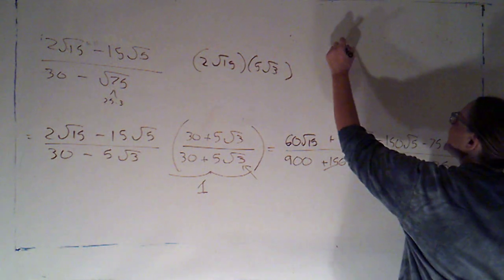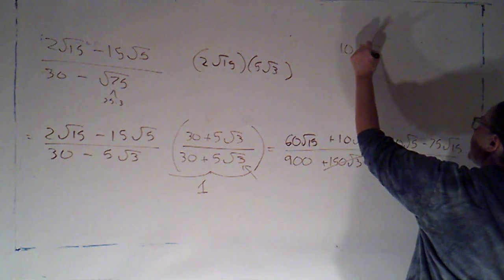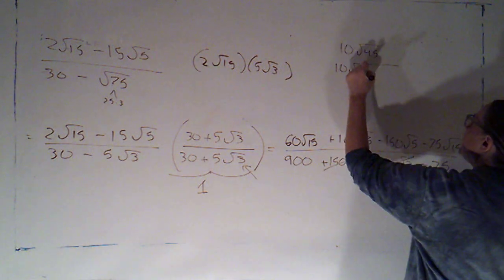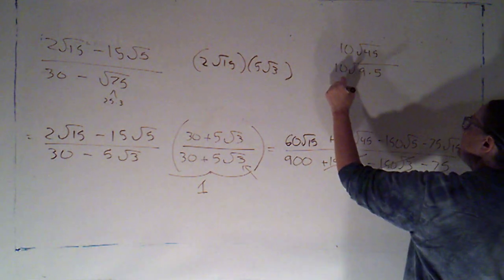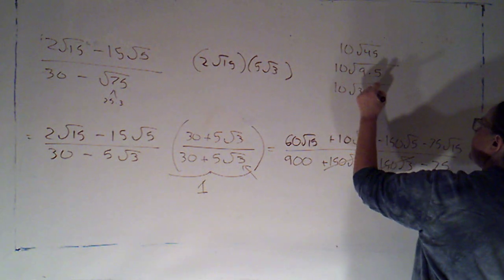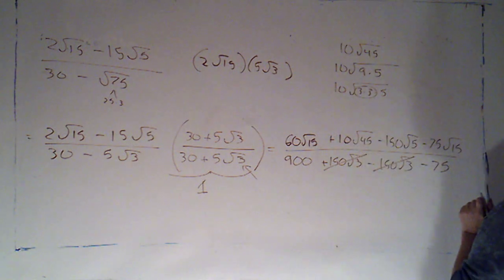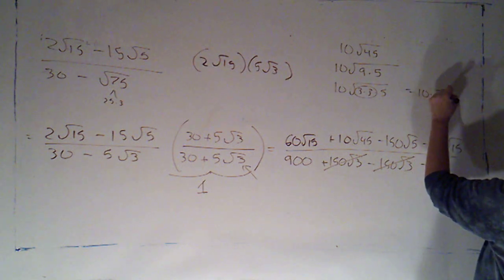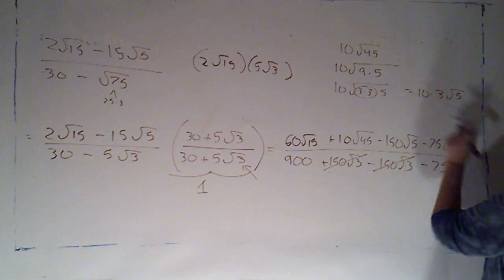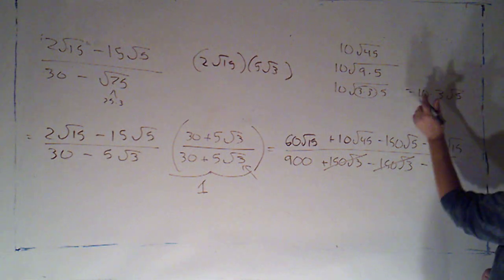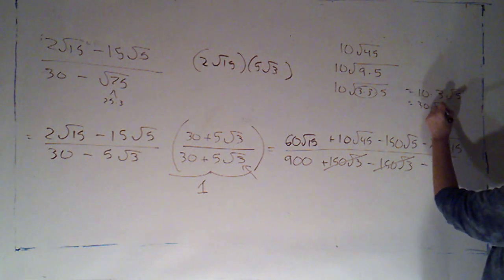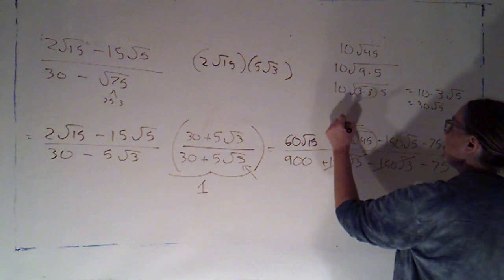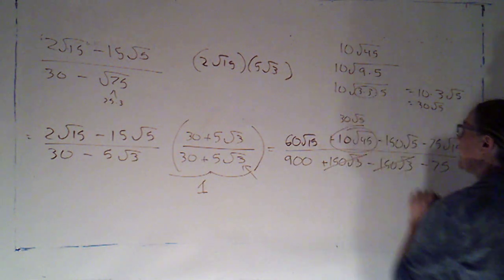So if I look at 10 root 45, that's 10. 45 is 9 times 5. That's 3 times 3 times 5, so I can pull out a 3. So that's going to give me 10 times 3 root 5. And then they're still connected by multiplication, so that's 30 root 5. So this piece right here becomes 30 root 5.